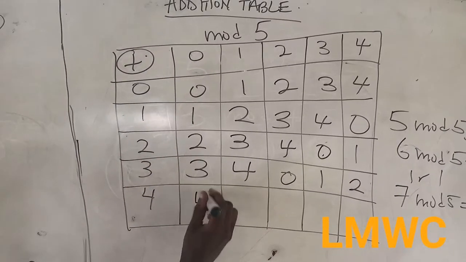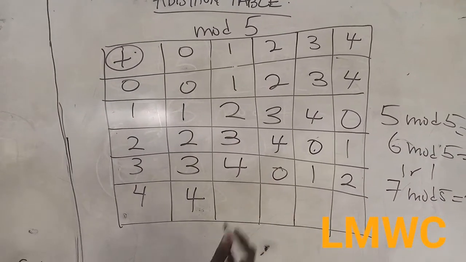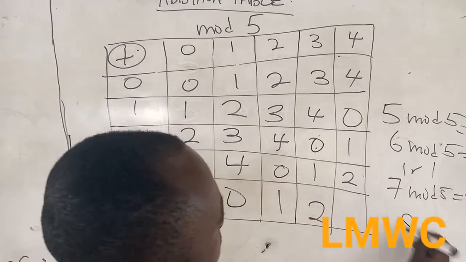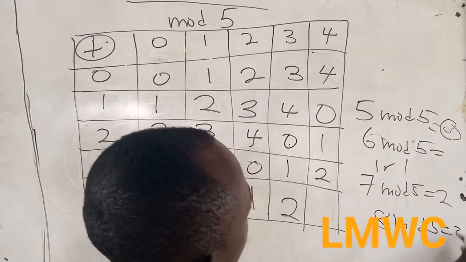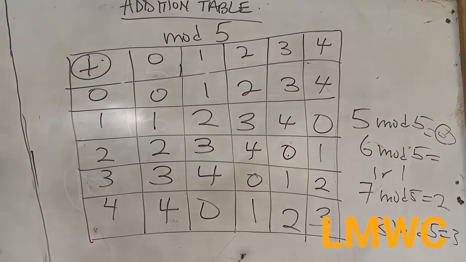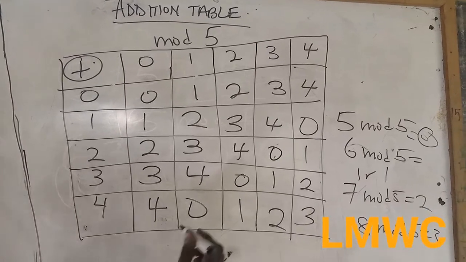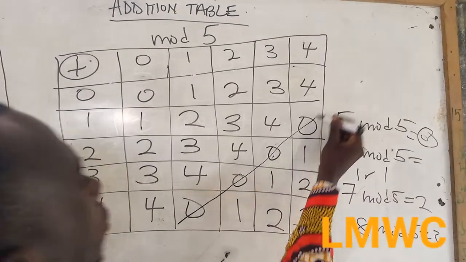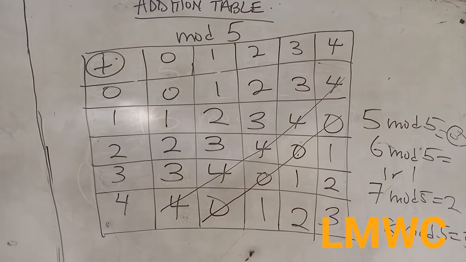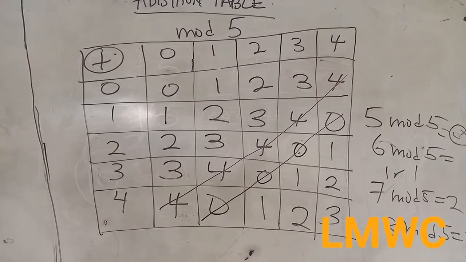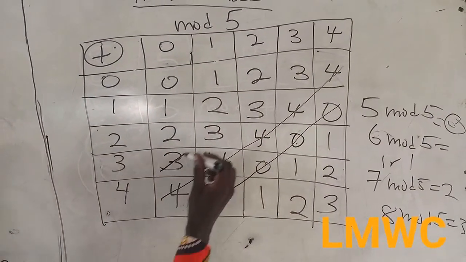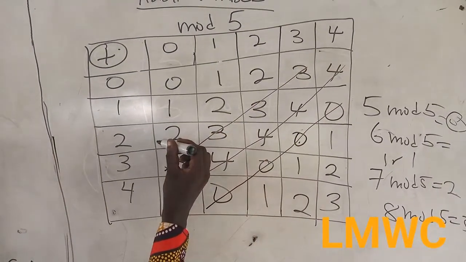4 plus 0, 4. 4 plus 1, 5, and 5 mode 5 is 0. This one too, we are getting 1, 2. 4 plus 4, 8, mode 5, you get 3. So I have finished constructing my addition table. You see these zeros, you see it's a pattern. This is the trick when they don't give you any set. Once they don't give you any set and you write your numbers like this, you see it follows a pattern.